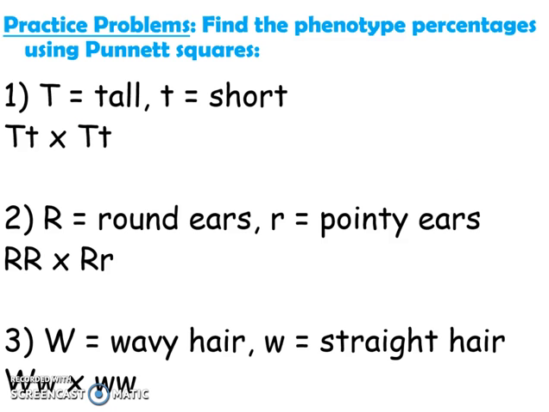Now your job is to complete these on a separate sheet of paper. Go ahead and pause. Make sure you show me the phenotype percentages. You need to solve the Punnett square and tell me the percentages of offspring. And I will clarify. You're going to solve the Punnett square and find the phenotype percentages when we cross these genotypes.